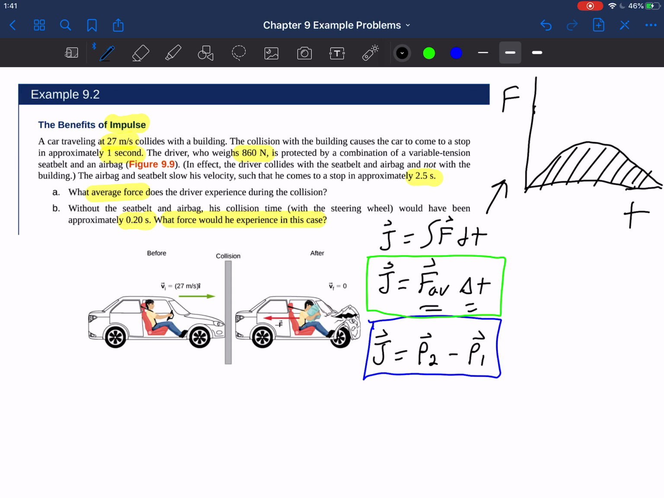If I was to instead take away the seatbelt, I would have exactly the same impulse because the change in my momentum would be exactly the same, but in this case, the time would be much smaller. Now it's 0.2 seconds instead of 2.5 seconds.